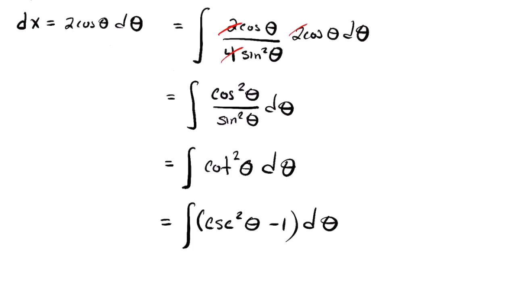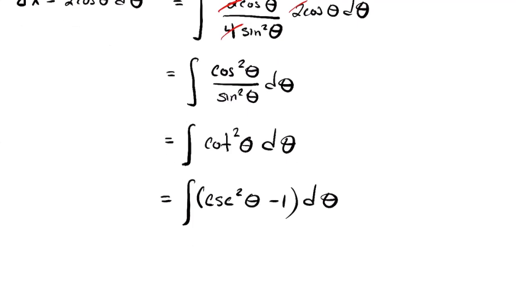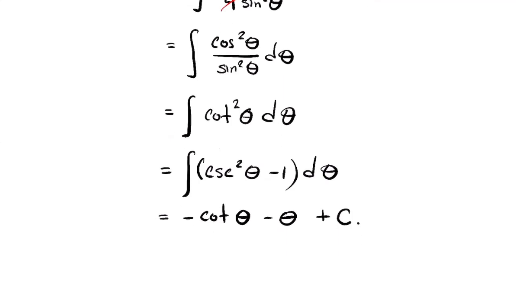And what prompted me to do that? Well, I know an antiderivative for cosecant squared. What function's derivative is cosecant squared? It's the opposite of cotangent. The antiderivative for negative 1 is negative theta. And now I'm going to add my constant because I'm done integrating. So the integration process is done in this example, but now we need to switch back to the variable x.